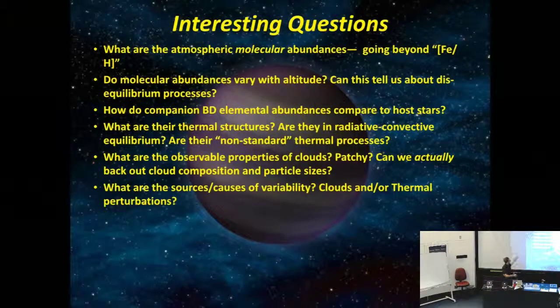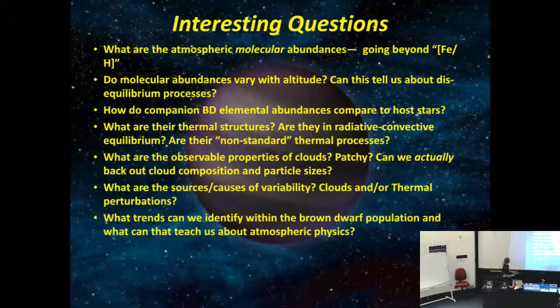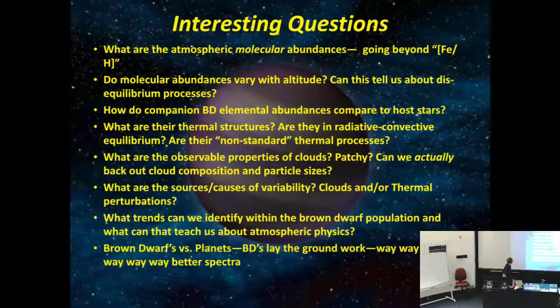What are the sources of variability? Can variability be explained by clouds or some sort of thermal perturbations? What trends can we identify within the brown dwarf population, and what can that tell us about the atmospheric physics? So if we're able to measure the abundances with temperature, the molecular abundances, what can that tell us about the chemistry that's happening, for instance?